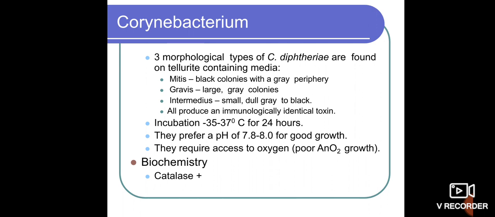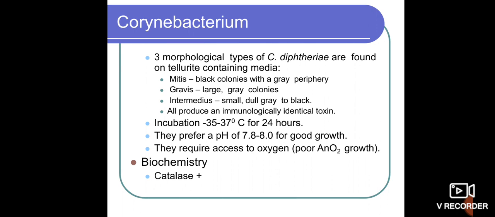It is very much aerobic. Next are the biochemical reactions. Corynebacterium diphtheriae ferments glucose and maltose with production of acid, but gas is not formed, and in Durham's tube there will be no gas bubble formed by the bacteria. But lactose, mannitol, trehalose, or sucrose are not fermented by this bacteria.